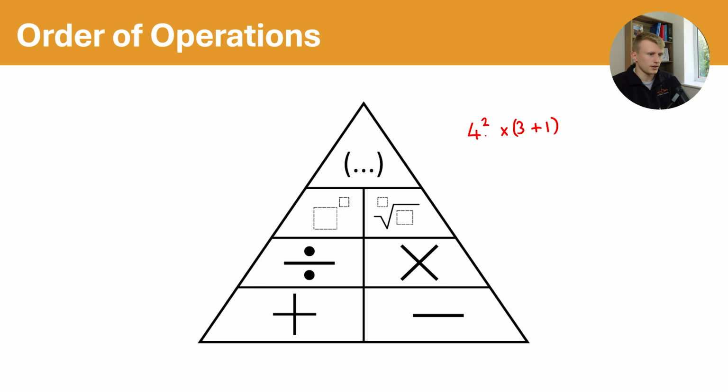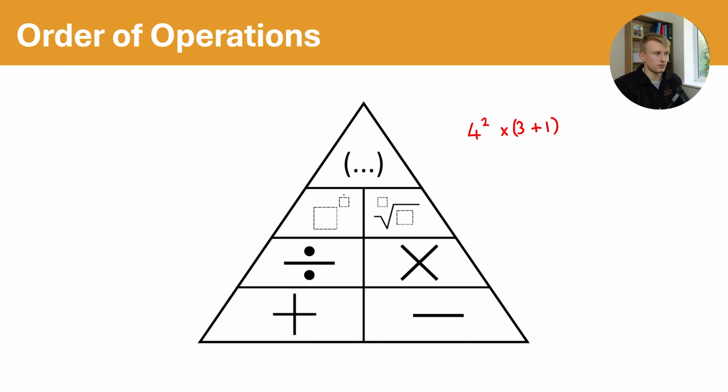So if we consider this calculation, 4 squared multiplied by 3 add 1, we have lots of operations going on. We have addition inside our brackets, we have multiplication, and we're also squaring the 4. And we want to know what order do we do those in. And this helpful diagram will talk us through that.